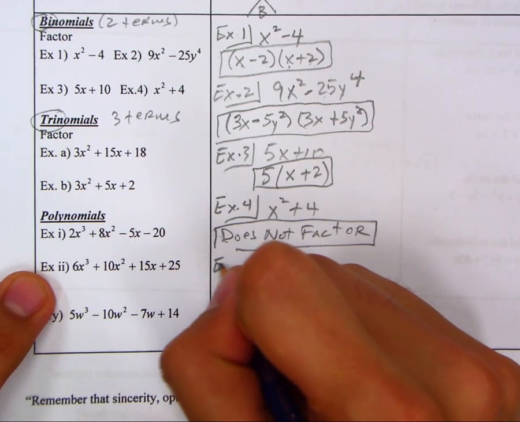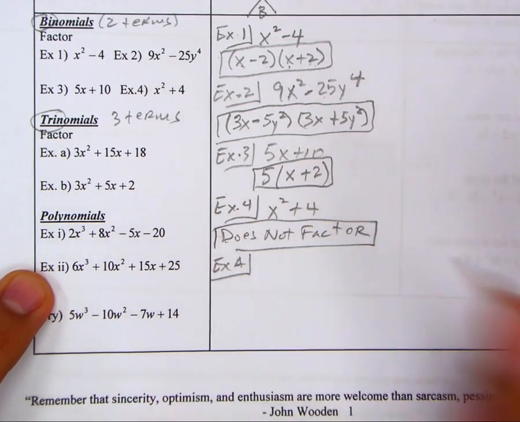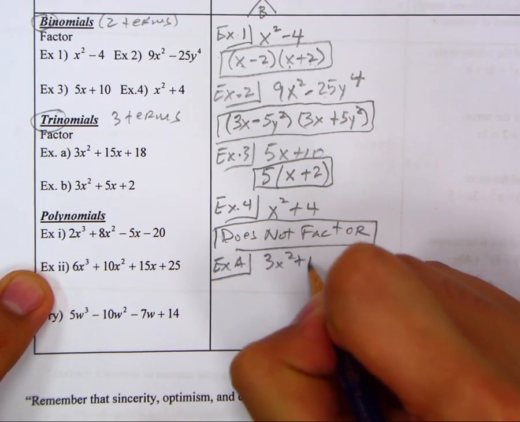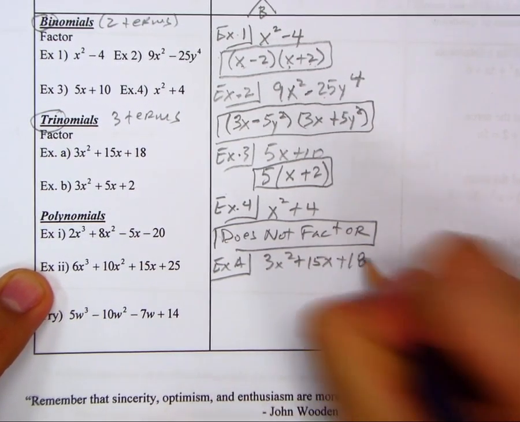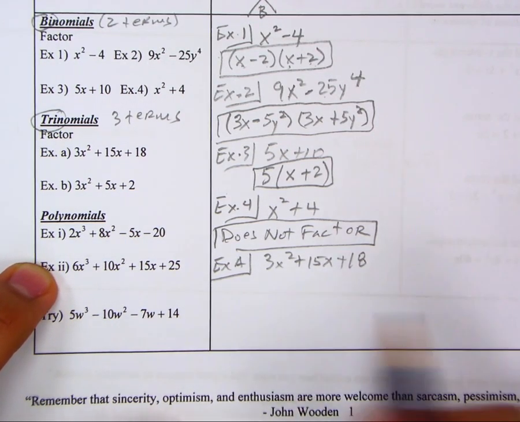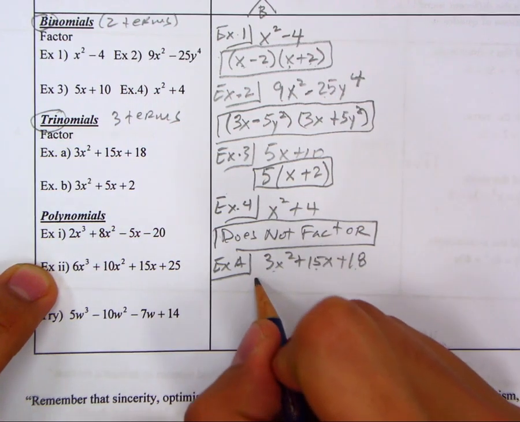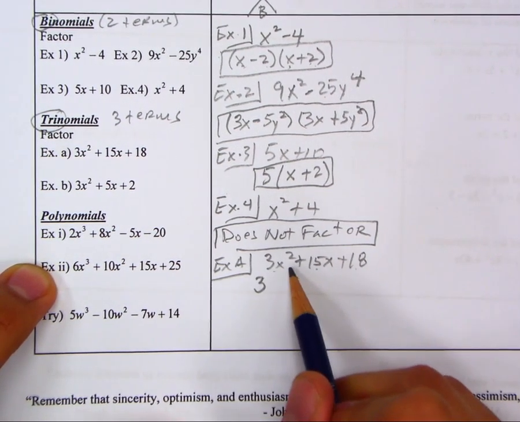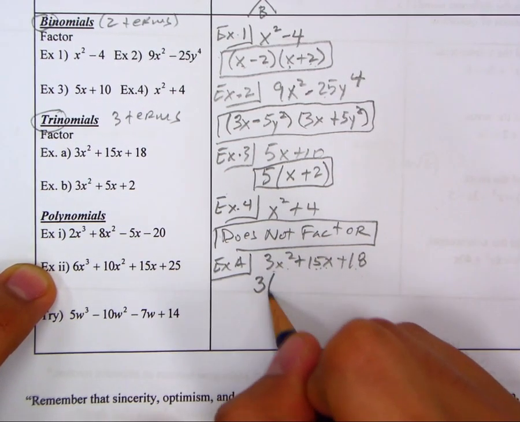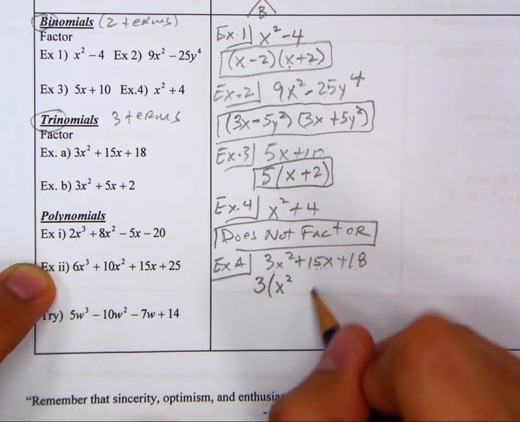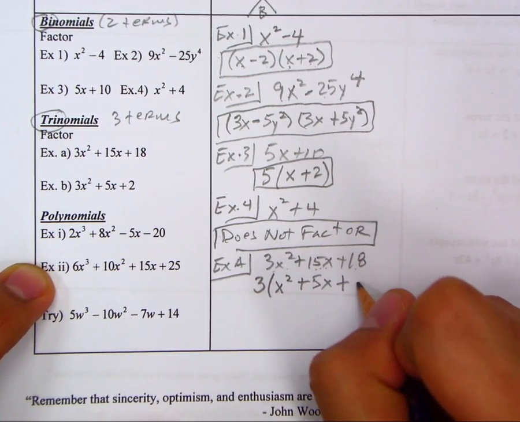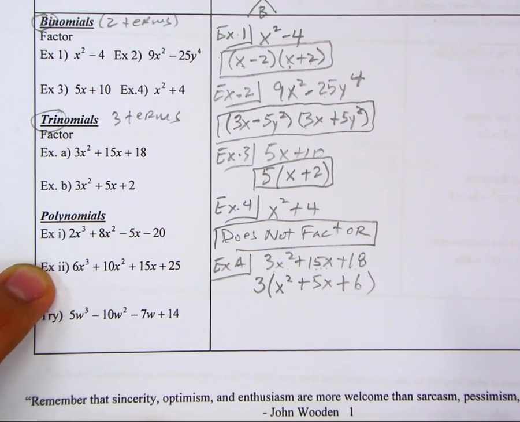So example A. 3x squared plus 15x plus 18. First question I ask myself, is there a GCF? What goes into 3, 15, and 18? 3. There's no letters in common because these have x's, but this one doesn't. 3 times x squared is 3x squared. 3 times 5x is 15x. And 3 times 6 is 18.